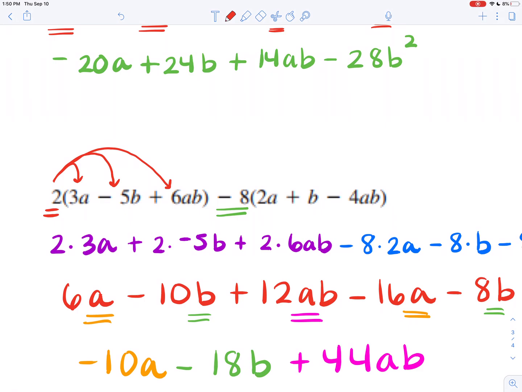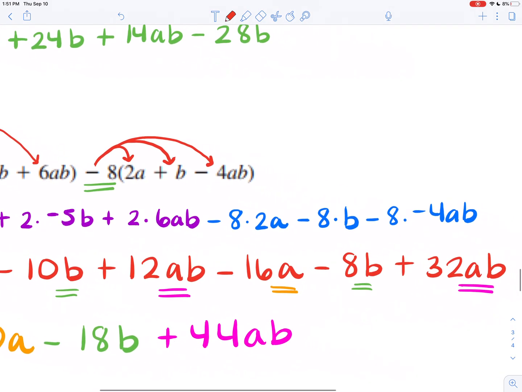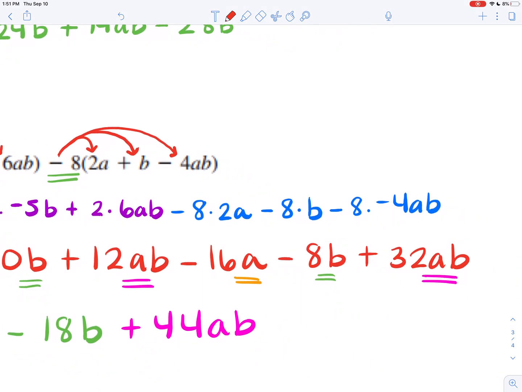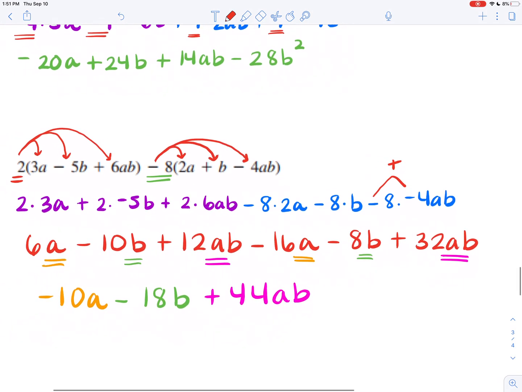And then over here, same thing, but it's a negative 8, right? You have to take the sign with you that I'm multiplying by everything in parentheses. So negative 8 times 2a gave me negative 16a. Negative 8 times b gave me negative 8b. And negative 8 times negative 4ab gave me a positive, again, watch your signs, multiply two negatives, it becomes a positive 32ab. Right? Then I looked at that to see if I had any like terms, and I did.